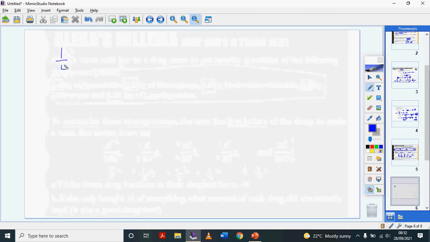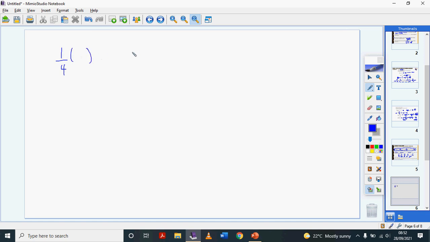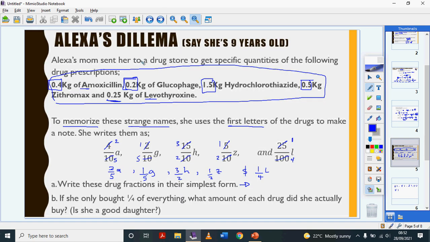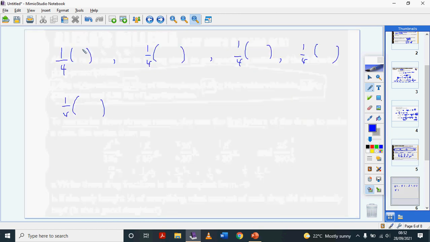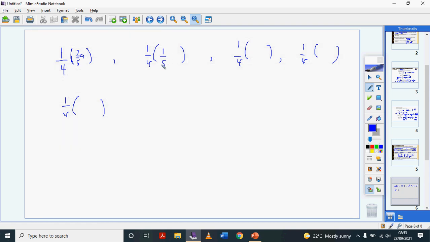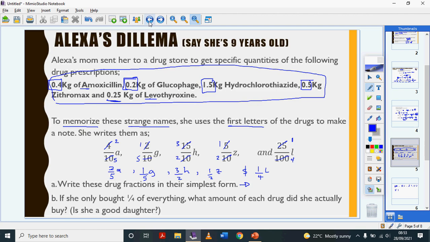So she bought 1/4 of the first drug, 1/4 of the second drug, 1/4 of the third drug, 1/4 of the fourth drug, and 1/4 of the fifth drug. So all you have to do is substitute what the fractions for those drugs are. 2 out of 5, 1 out of 4, sorry, was it 1 out of 5? I don't remember the letter.